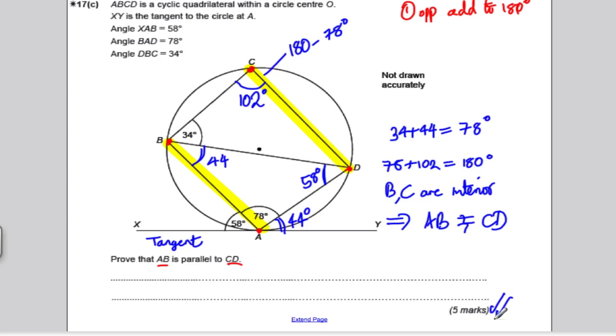Okay, last question. This involves one of the last circle theorems. Pause the video, have a go, mark your work.